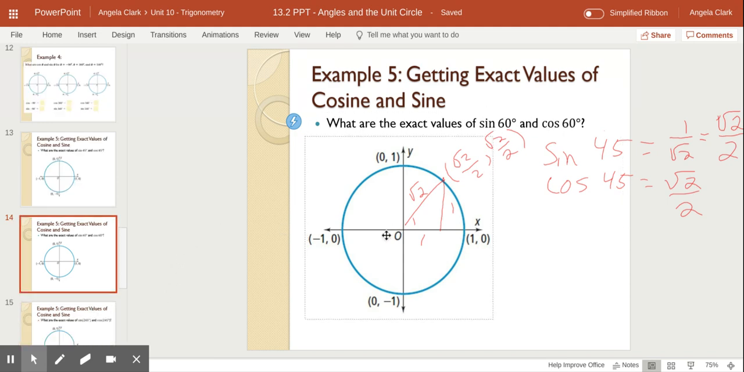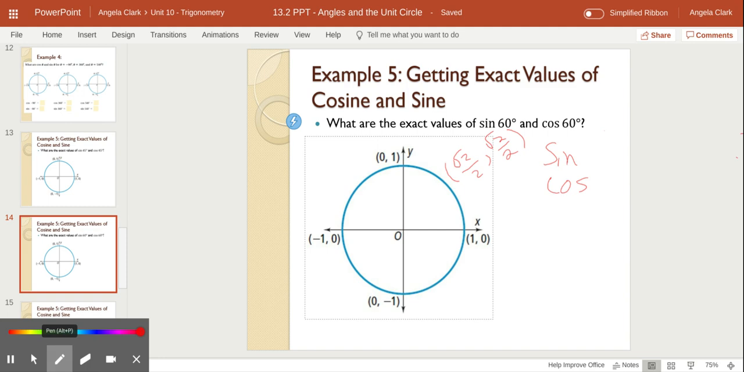So now what if it's 60 instead of 45? So in that case, I have a 30, 60, 90 triangle instead of a 45, 45, 90 triangle. So this was my 45-degree angle. Here's my 60-degree angle. So, that is the worst triangle. So this is 1, 2, square root of 3.